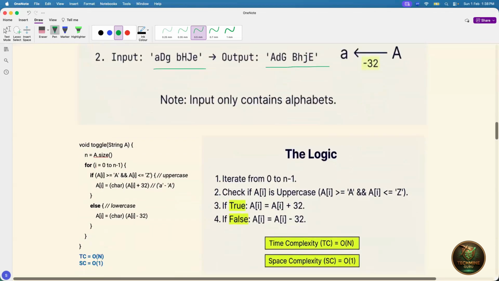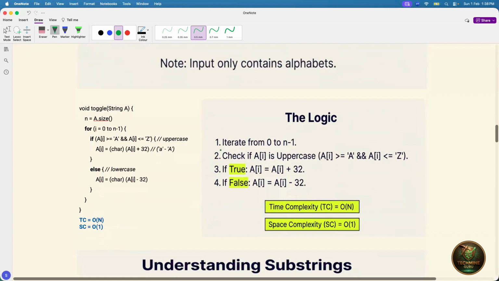So what is the logic? The logic is very simple. You have to iterate a loop from 0 to n-1. You check whether a particular character, given by a[i], similar to how we handle array elements, is uppercase or not. If it is uppercase, then you add 32 to make it lowercase. If this condition doesn't hold true, that means it is lowercase, then we simply subtract 32 to get the uppercase character.